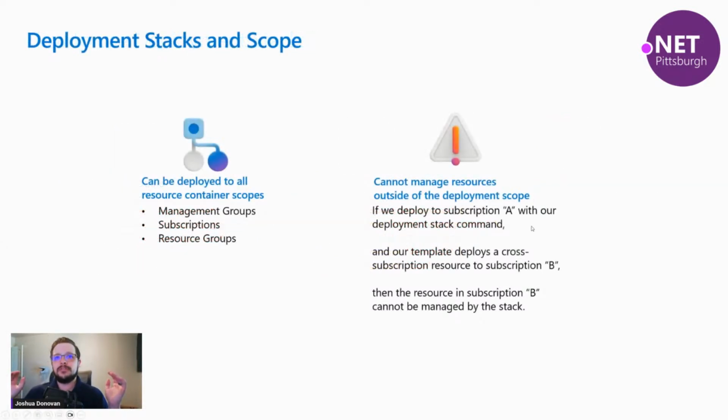So the last slide before we get in the demo, because I really think the proof is in just jumping in and showing, is deployment stacks and scope. Scope is really important when it comes to deployment stacks, because the stack has to be at a parent scope of everything that it's managing. So you can deploy a deployment stack to a resource group level, but if you do that, only the resources inside that resource group will be managed by the stack.